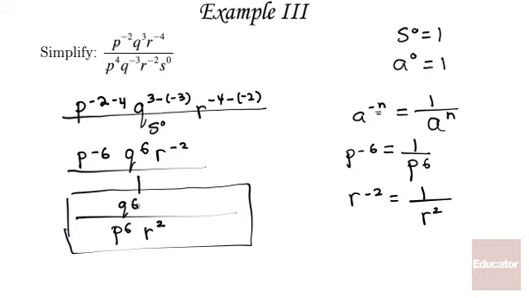So the way I handled this to get rid of these negative exponents was to first just do the division. Divide terms with like bases so that I'm not working with as many terms. That gave me p to the negative 6, q to the 6th, r to the negative 2. The next thing I wanted to do is rid myself of these negative exponents by applying this rule. And I took the reciprocal of these, and then I made the exponents positive to get my simplified form.